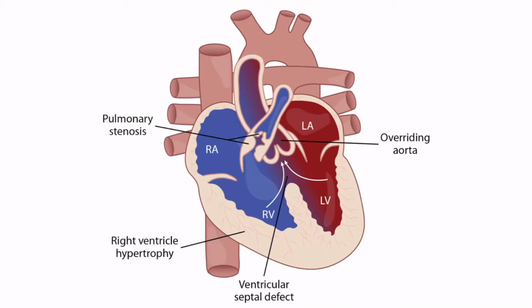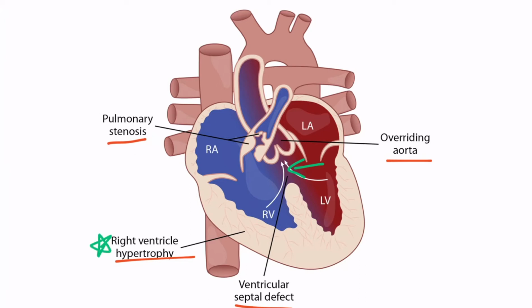Here's an image illustrating the 4 components of tetralogy of Fallot. Here is the overriding aorta, pulmonary stenosis, a ventricular septal defect, and right ventricular hypertrophy. The overriding aorta just means that the aorta is positioned above the ventricular septal defect rather than directly over the left ventricle, so it's shifted a bit this way. I find it easier to remember that tetralogy of Fallot causes pulmonary stenosis, an overriding aorta, and a VSD. The right ventricular hypertrophy is much more logical and can be easily remembered.